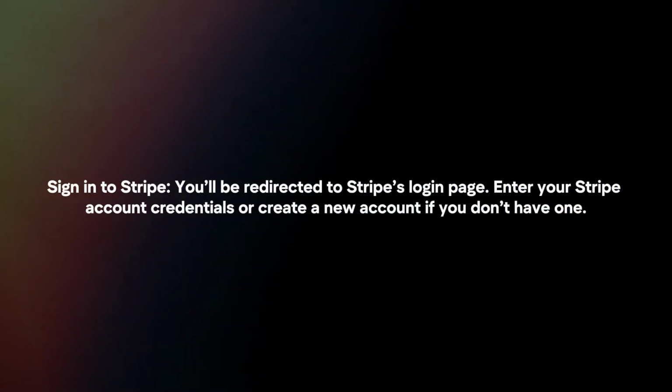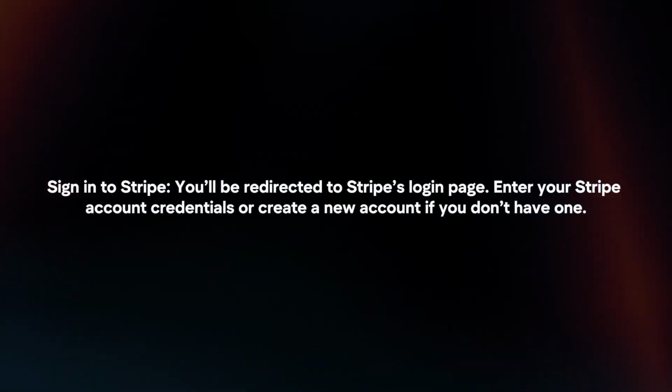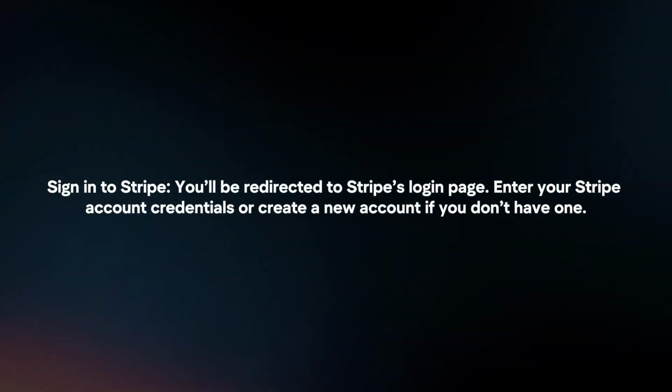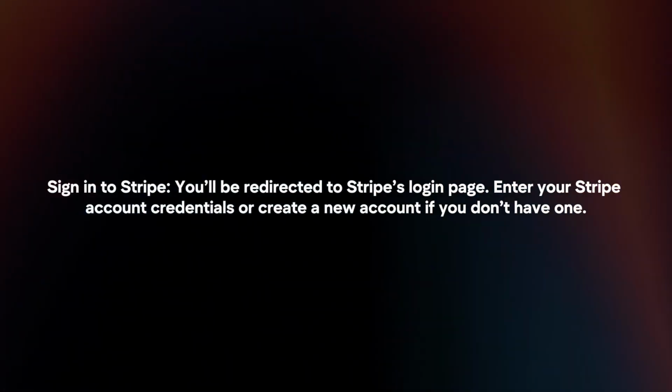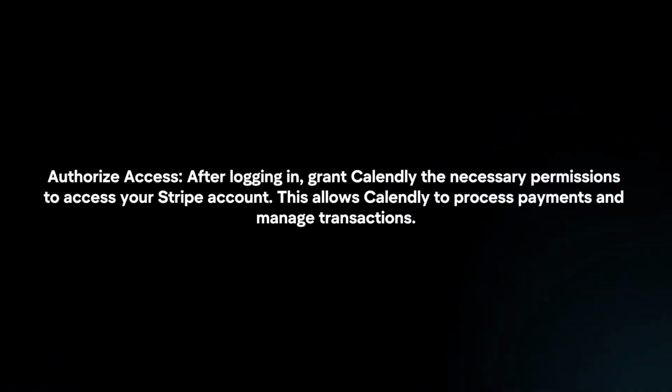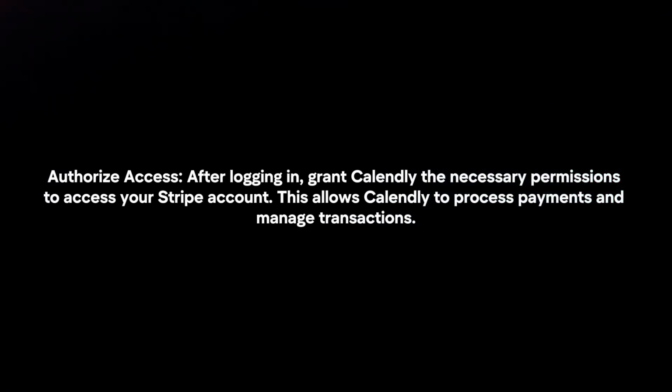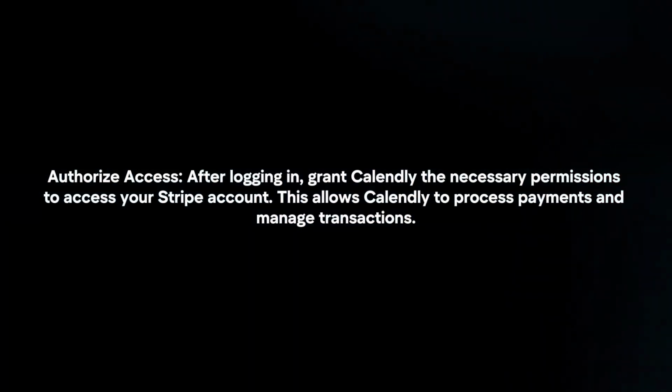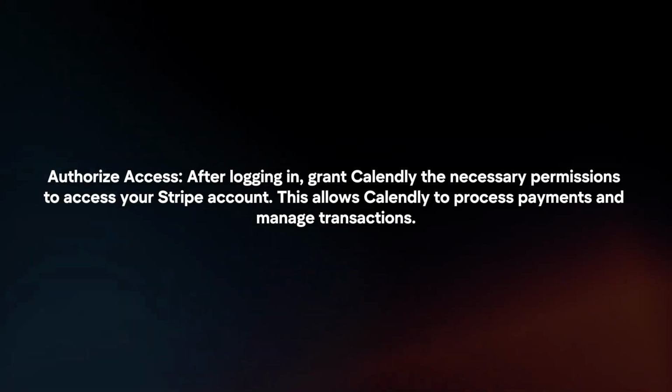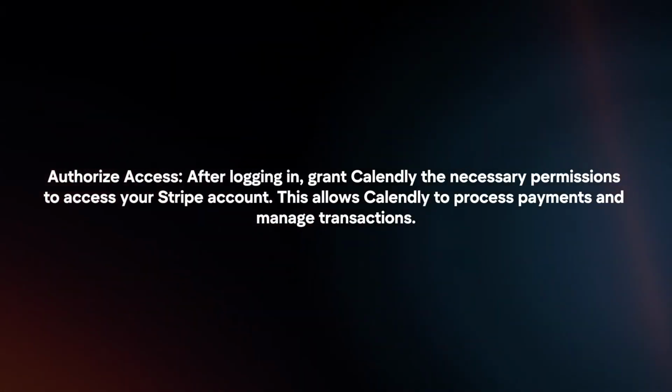Sign into Stripe. You'll be redirected to Stripe's login page. Enter your Stripe account credentials or create a new account if you don't have one. Authorize access. After logging in, grant Calendly the necessary permissions to access your Stripe account. This allows Calendly to process payments and manage transactions.